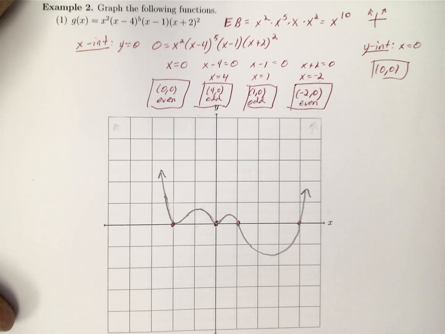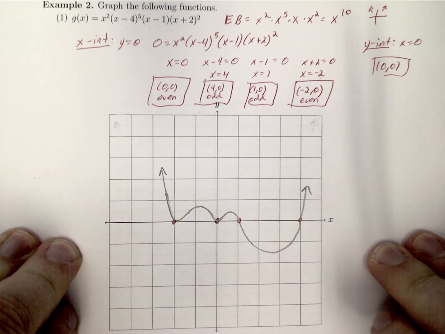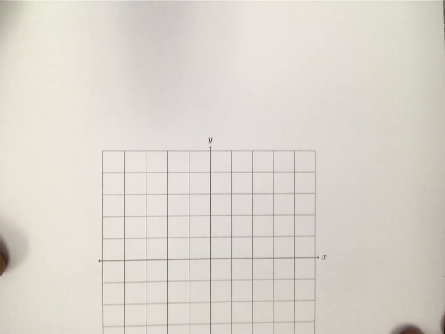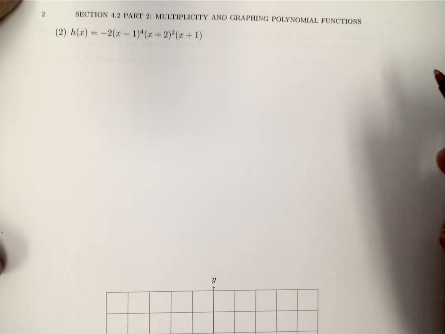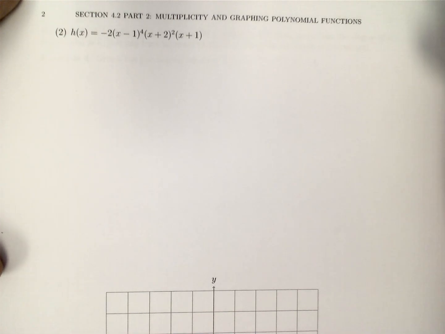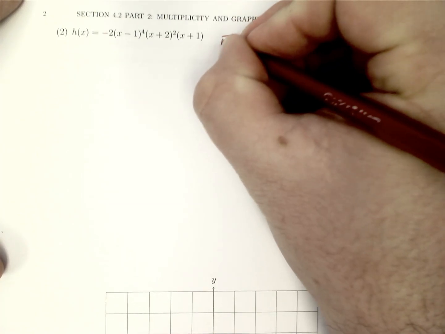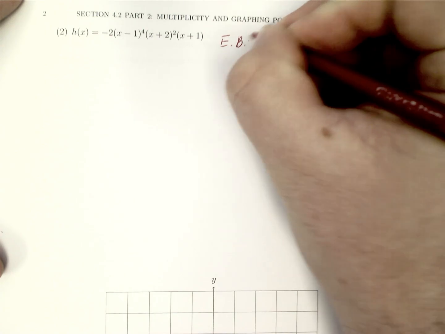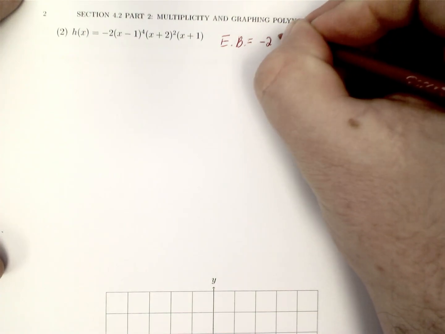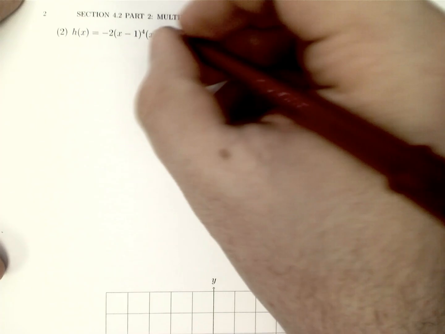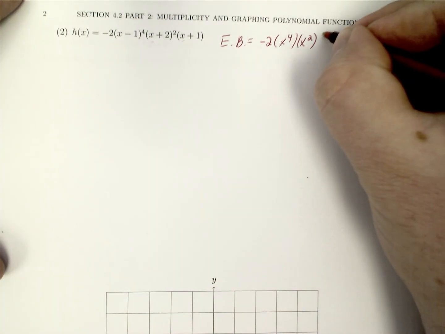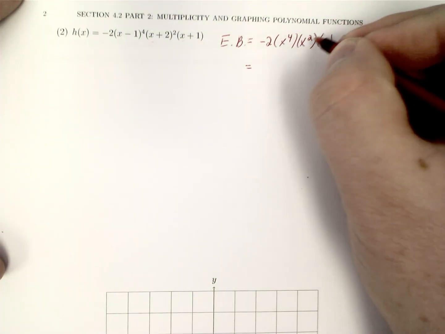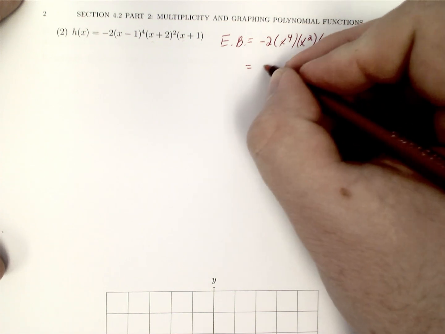All right. Let's try another one. So we have h of x equals -2 times x minus 1 to the 4th times x plus 2 quantity squared times x plus 1. We're going to start by finding the end behavior, which is given by -2, x to the 4th, x plus 2 squared, so times x squared, times x to the 1st, or just x, which gives us -2, x to the 4th, x squared, x multiplied to the 7th, x to the 7th.